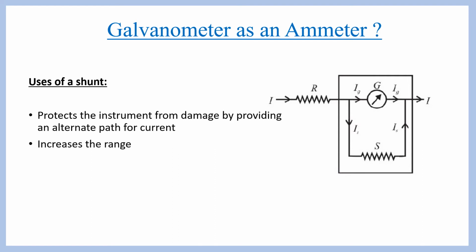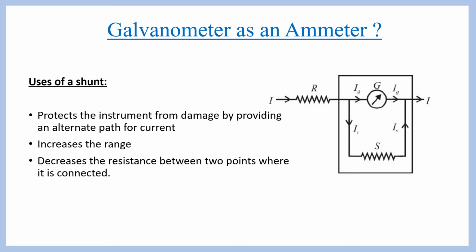Suppose initially the galvanometer was able to measure only some 1 milliampere or 1 microampere current. Then when we are converting that into an ammeter, if we want to increase the range, accordingly we can connect a shunt resistance which will increase the range of the ammeter. So the shunt will help in increasing the range. Then the effective resistance between the points where we are connecting the ammeter can be decreased by connecting the shunt resistance. So all these 3 points will be obtained with the help of shunt.